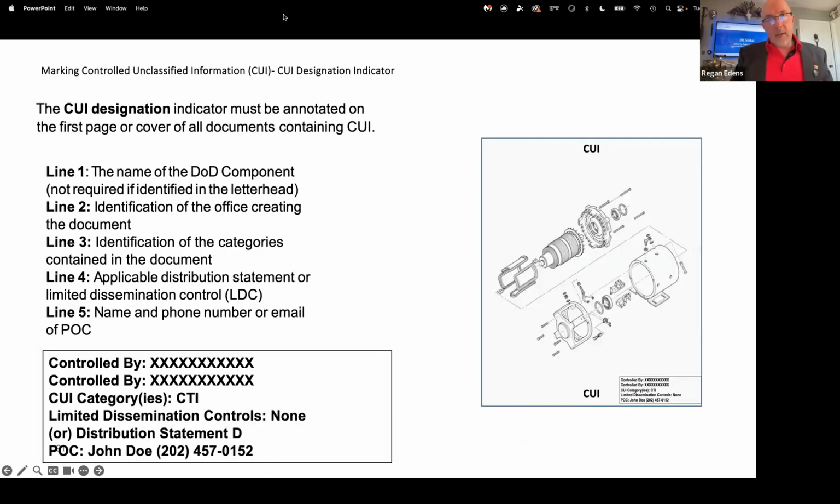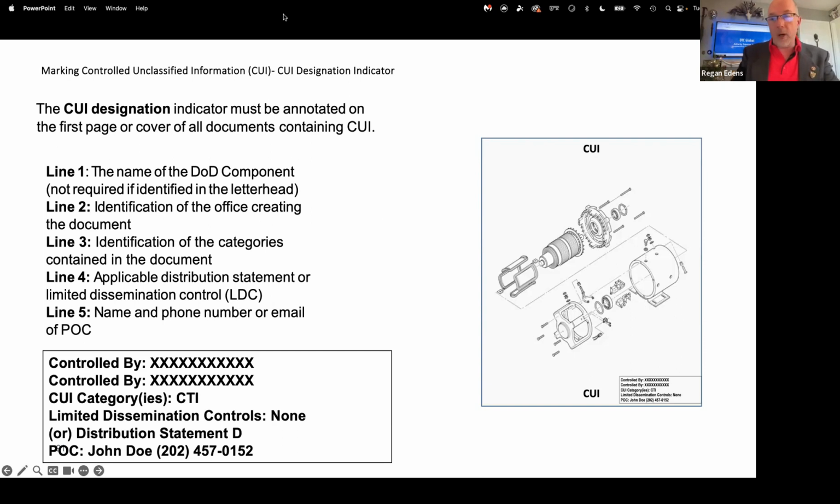The DoD marking aid provides guidance on what we fill in with the CUI designator indicator. It is not helpful because you may not know, as a tier contractor, what the DoD component is. You can substitute the higher tier contractor or the DoD program on line one. Then identify the organization that created the CUI, or your organization internal to your company that created the CUI, identify the categories on the document, and then add the limited dissemination control if that's appropriate, or the distribution control. It would be distribution D in our other examples, and the name and the POC for who developed the CUI or who's responsible for it.